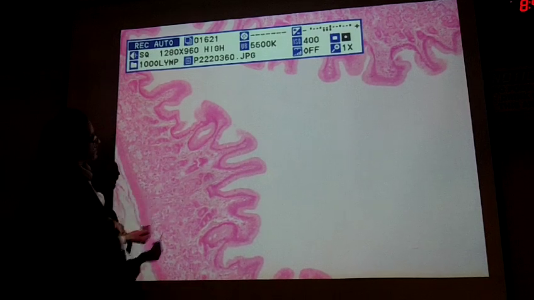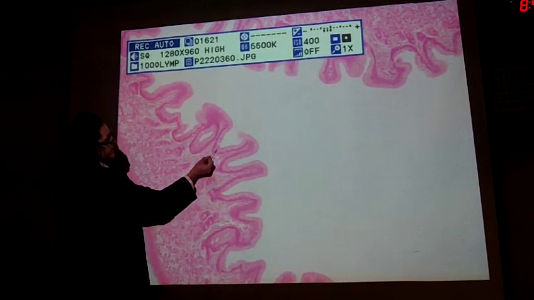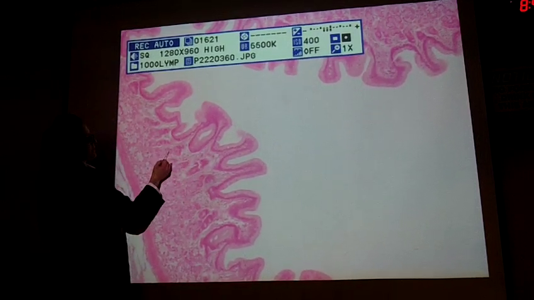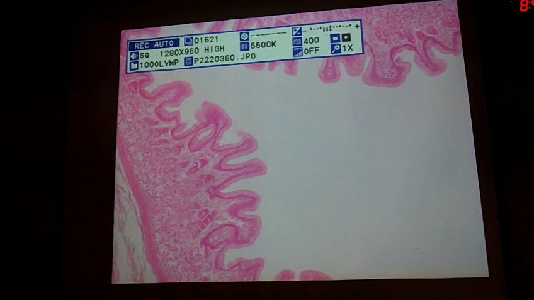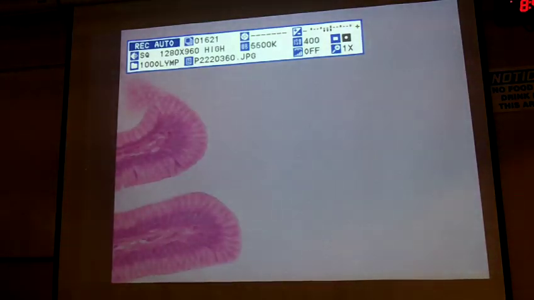And then again, you can also look and see at the base of these pits, you should see little gastric glands, which you do. So I'm just going to magnify that. So this is 10x, and take it up to 100x.